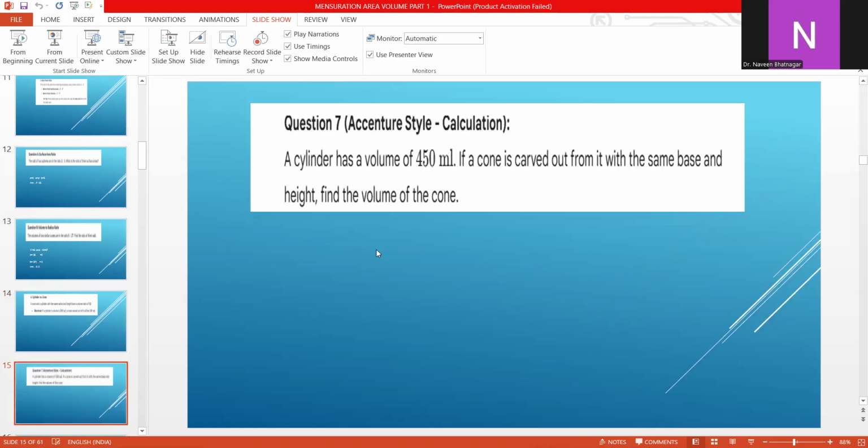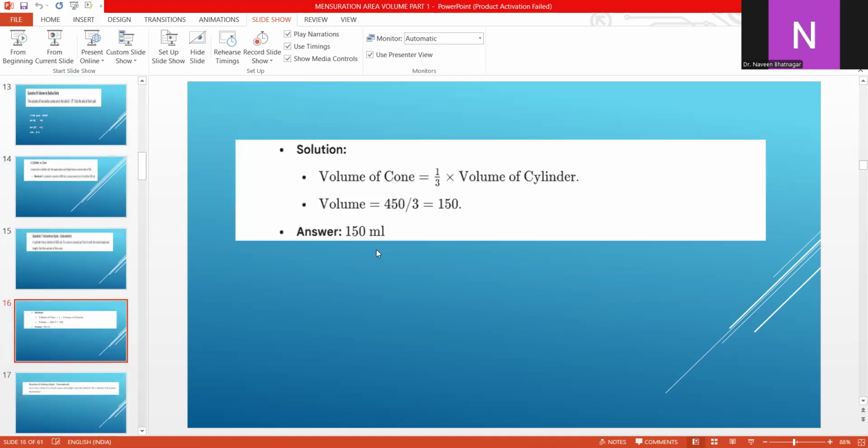Like suppose the next question is like a cylinder has a volume of 450 ml, with a cone carved out from it with the same base and height. So what will be the volume of the cone? You can simply divide 450 by 3. As you know, the volume of a cone is 1/3 of the volume of a cylinder. So the volume of the cylinder in the question has been given as 450. So you will simply put the value as 450 divided by 3. It comes out to be 150.